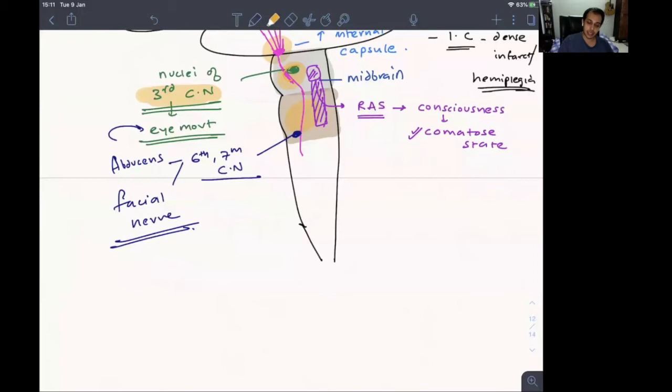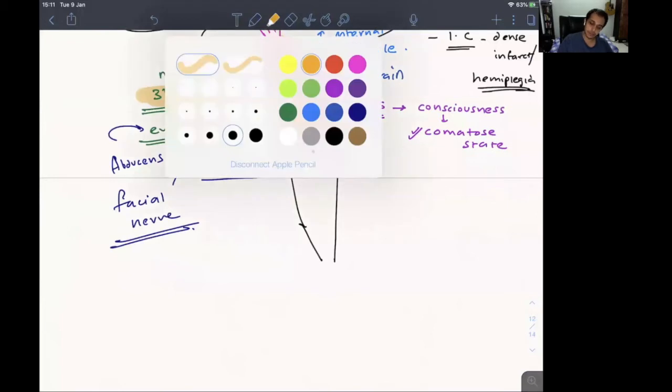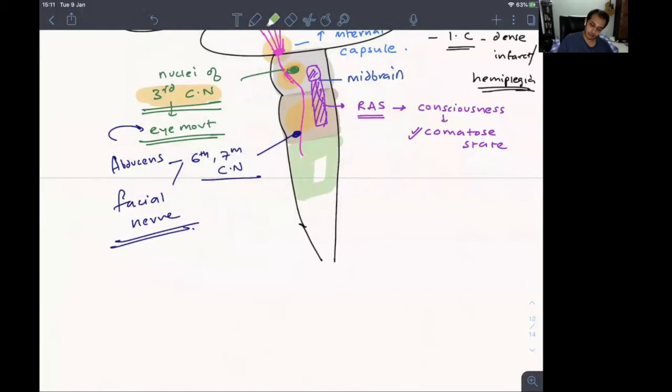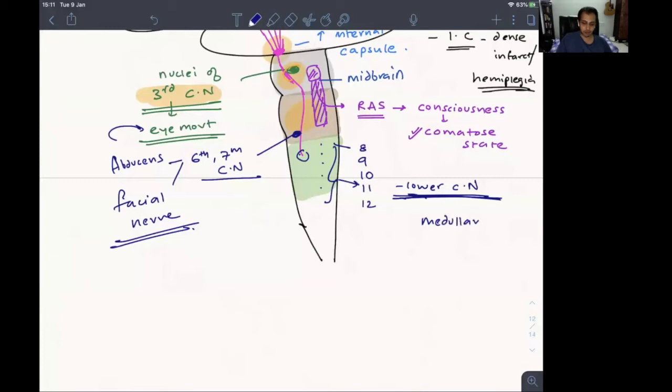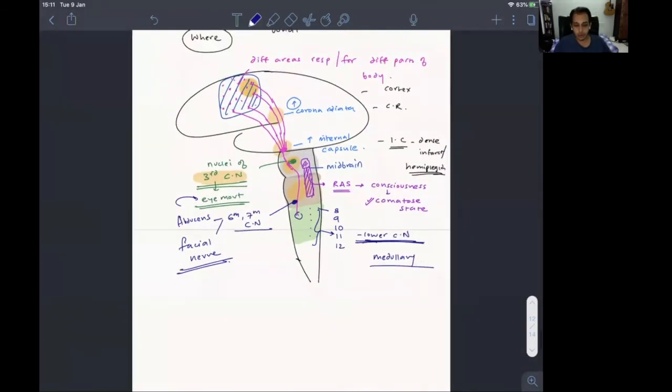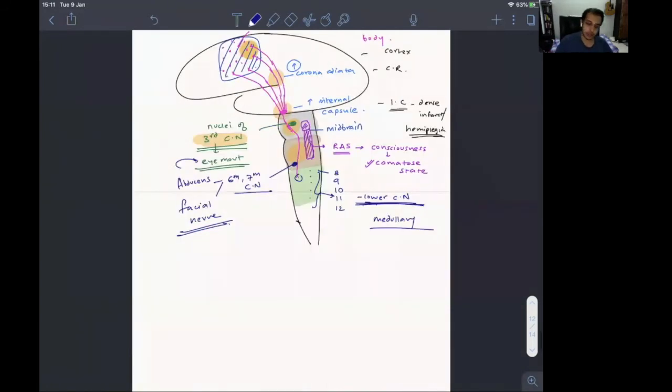Then finally, at the bottom is your medulla. And your medulla has all your lower cranial nerves. So cranial nerves 8, 9, 10, 11, and 12. So these are your lower cranial nerves. And if there is hemiparesis, so your pyramidal tract involvement, plus any of your lower cranial nerve involvement, then it is more likely to be a medullary stroke.